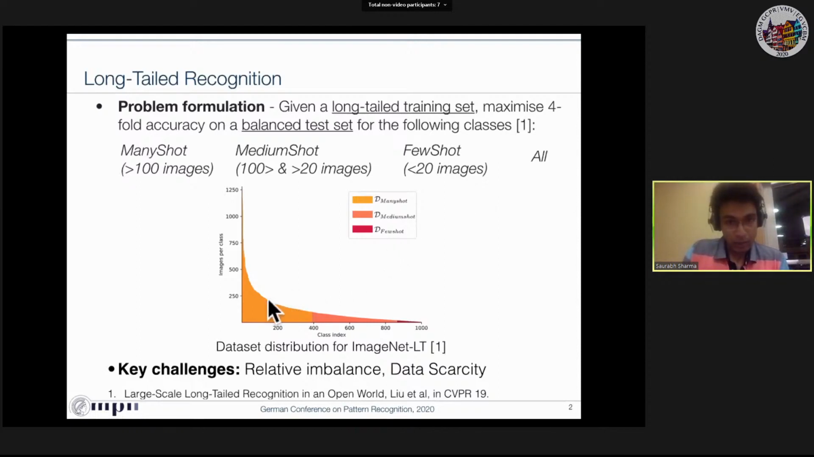So for instance, here is the data set distribution for ImageNet LT. This data set was proposed in the CVPR 19 paper by Liu et al. It has a really imbalanced class distribution with a lot of few shot and medium shot classes, and some many shot classes that account for most of the examples. So the key challenges in this problem are relative imbalance between the many shot classes and the few shot classes, and data scarcity for the rare classes that we call few shot classes.